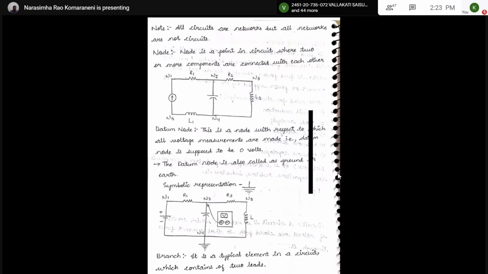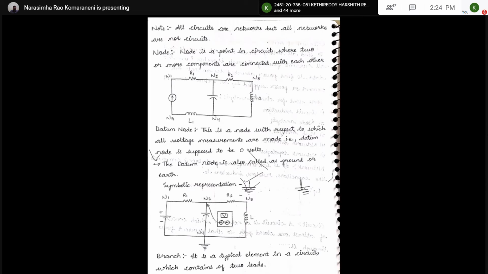Next, coming to the datum node. What do you mean by datum node? A datum node is a node with respect to which all voltage measurements can be done. So the datum node is supposed to be 0 volts. The voltage available at this datum node is 0 volts. Symbolically it is represented like this. This is the symbolic representation of the datum node. Simply, it is a symbolic representation of the ground point. We can represent it like this.